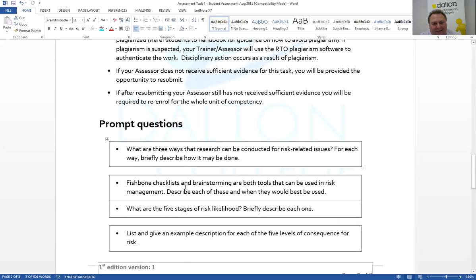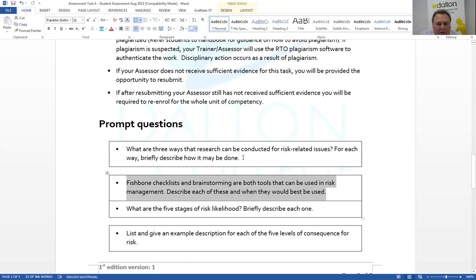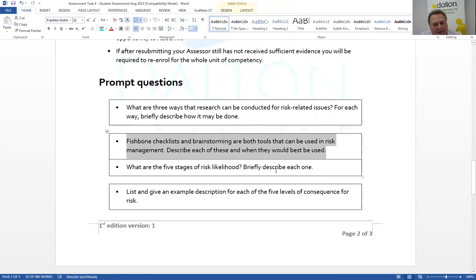Fishbone checklists and brainstorming are both tools that can be used in risk management. Describe each of these and when they would best be used. A lot of this information is found in your PowerPoint slides and the soft copy version of your textbooks. Perhaps even Google might have some of these answers.